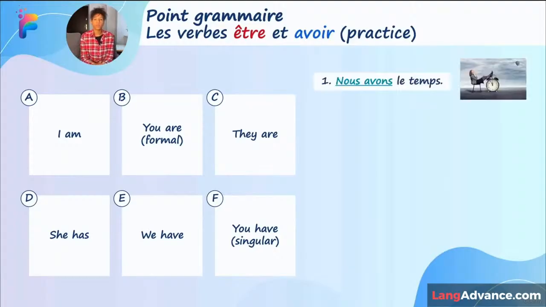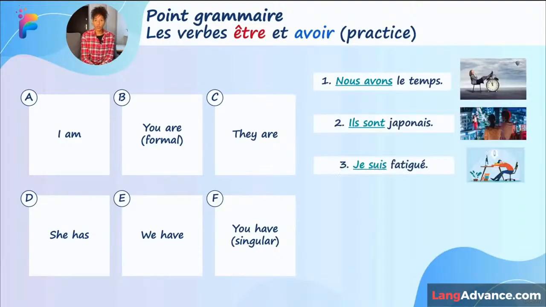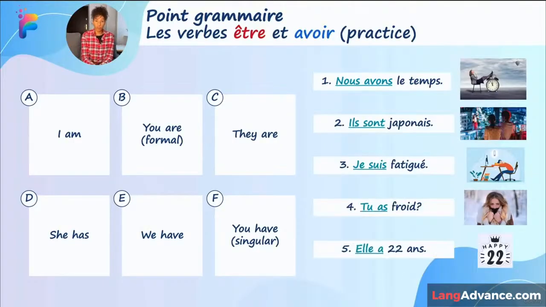Nous avons le temps. Ils sont japonais. Je suis fatigué. Tu as froid. Elle a 22 ans. Vous êtes d'où? So let's find the right answers together. First one, numéro 1. Nous avons le temps. And the answer is E in French. We have.